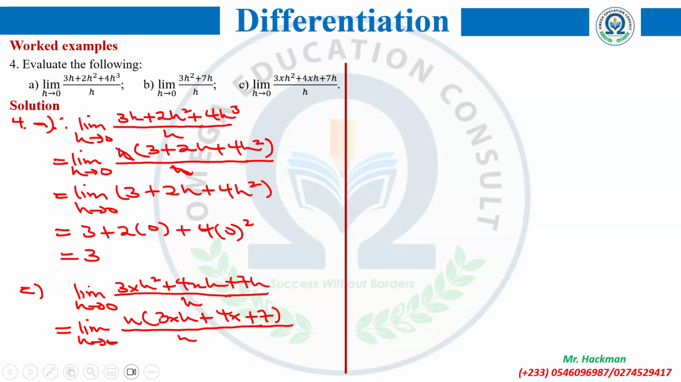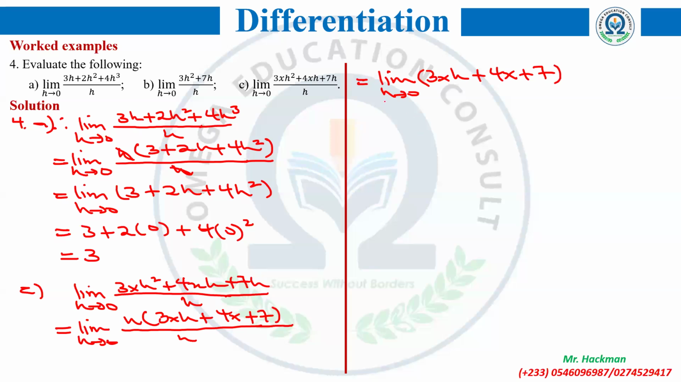Keep it up. So now again, you know that the h will cancel the h here. So we are matured now, so we are not going to show the cancellation. So we know this will be equal to the limit as h approaches 0 of 3xh plus 4x plus 7. So this must be in brackets, so take note of that.